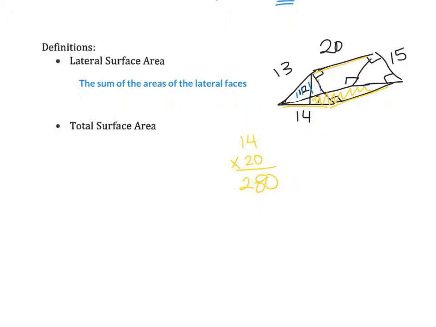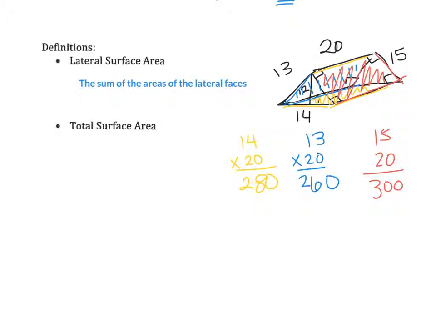Now the next one, I'll go in the back, the one in the back. So that would be 20 times 13. When we multiply that, we get 260. And the last would be the one right here in front, which would be 20 times 15, and that would be 300. So the lateral surface area would be all three of these added together, which gives you a total of 840. This would be units squared because we're still dealing with area.